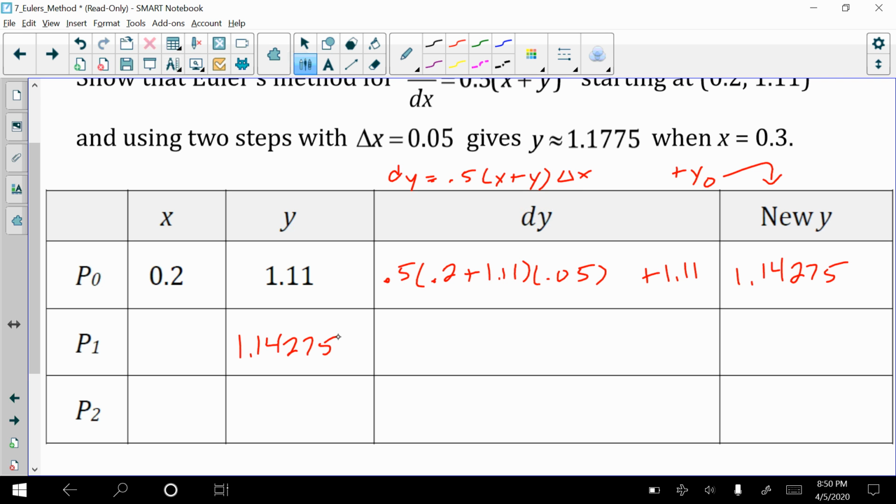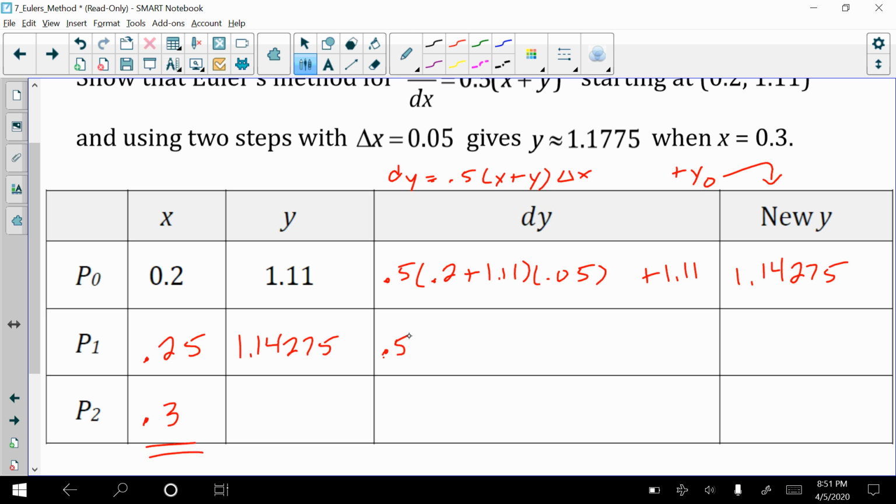And what's the x coordinate going to be? That's easy: you just add the delta x to it. So 0.2 plus 0.05 is 0.25. We'll go ahead and put the 0.3 here, and this is where we have to stop, when x is 0.3. So we're going to go through the step process one more time with our new x and y coordinates, and we should be done.